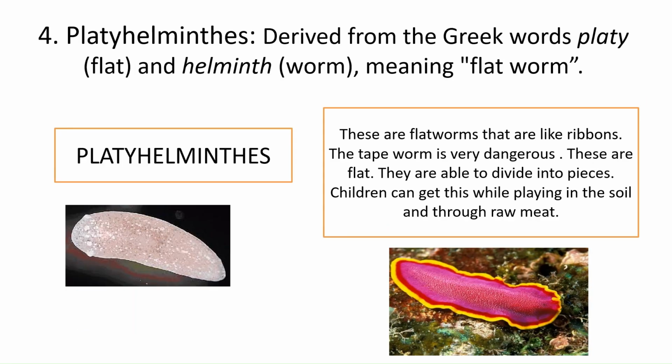The fourth is Platyhelminthes. This is derived from the Greek words platy meaning flat and helminthes meaning worm, meaning flatworm. So these are the cards and the labels. These are flatworms that are like ribbons. The tapeworm is very dangerous. These are flat. They are able to divide into pieces. Children can get this while playing in the soil and through raw meat.